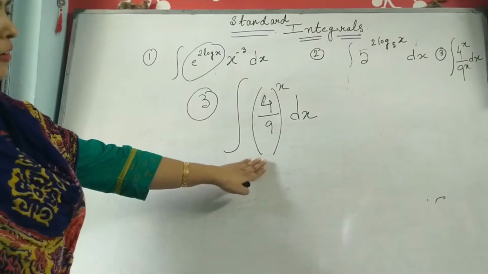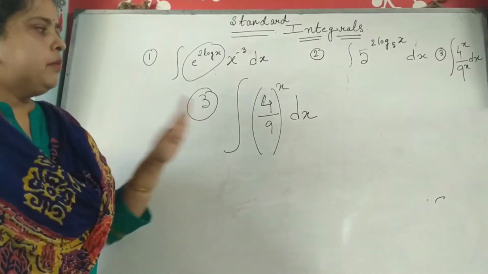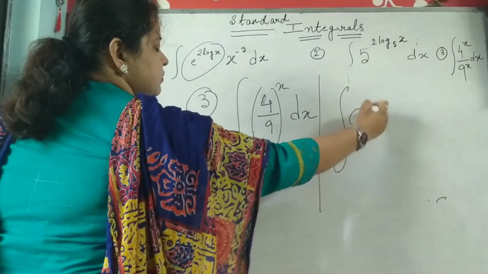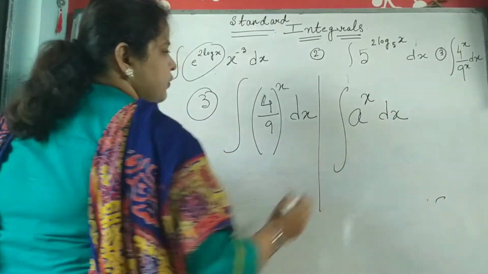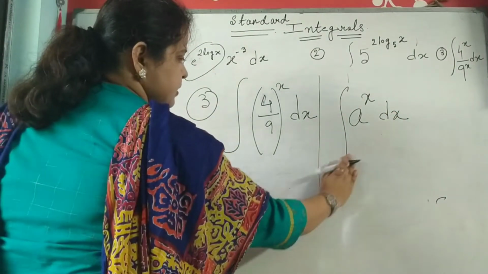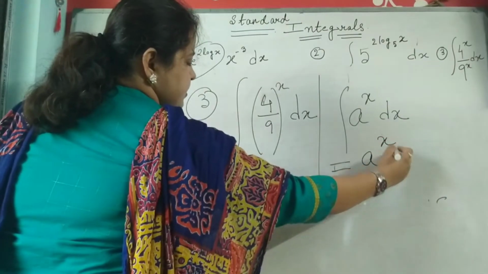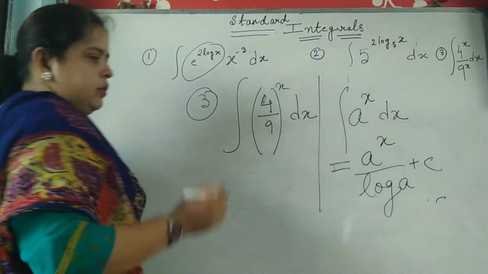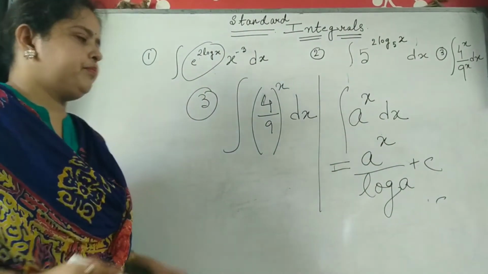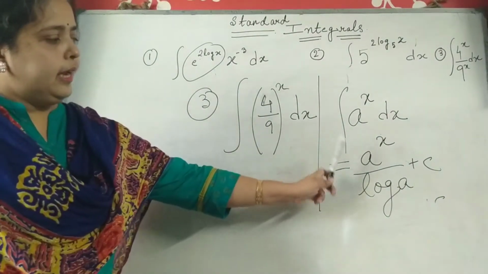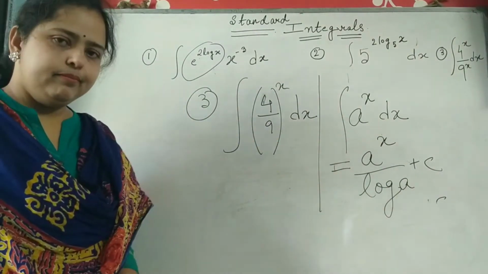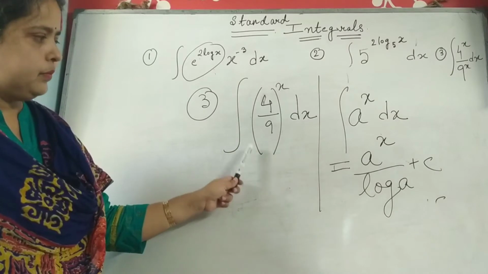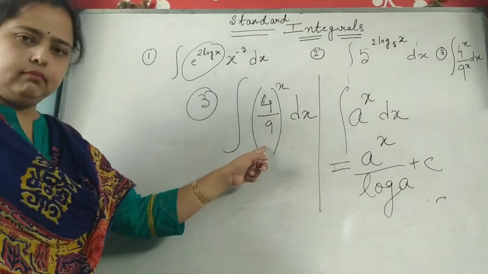Now, definitely this particular integrand is making us recall the same formula from the list. And what was that? Yes, that is a to the power of x by log a. Children, don't forget to write that c always, okay? Make it a habit. Now children, I am going to apply the same thing here. Here what is a? 4 by 9.